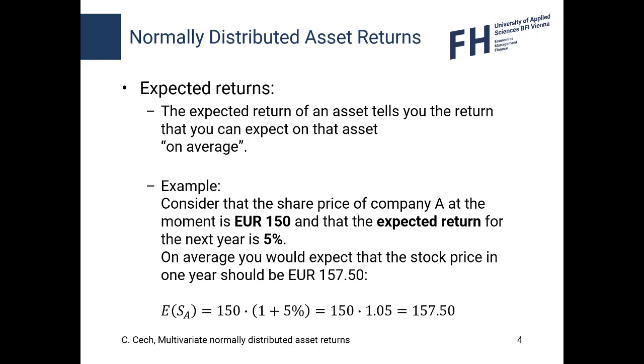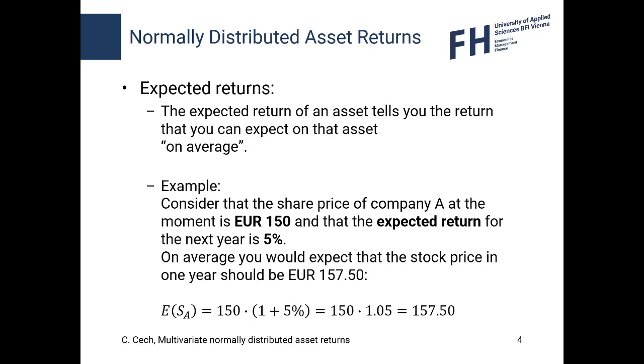Consider that we have a share of company A and the price at the moment is 150 euros, and we know or assume that the expected return over the next year is 5%. So what do we expect the price to be in 1 year? 157.5 euros. This expected price means this is what we believe the price is going to be on average.